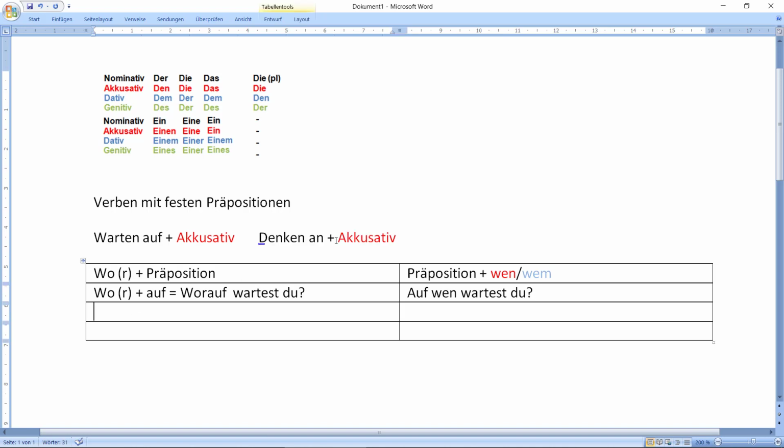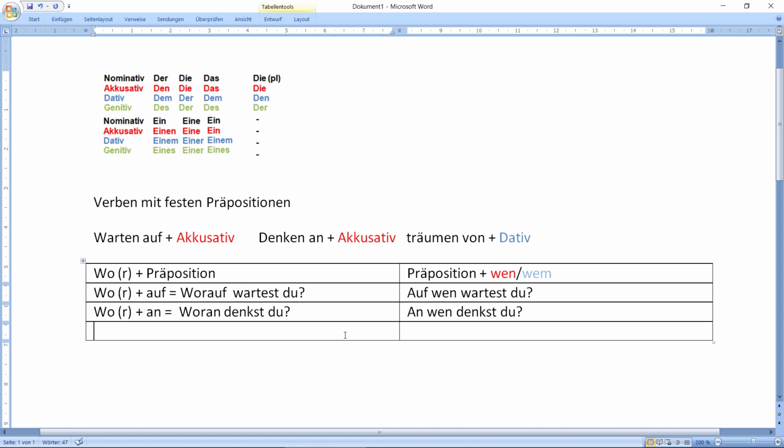Next one is another verb, denken an plus Akkusativ. Think of someone or something. When we say, what are you thinking of? We take woran denkst du? What are you thinking of? When we have a person like that, we begin with the preposition. It is an here. It is also Akkusativ. An wen denkst du? Who are you thinking of?